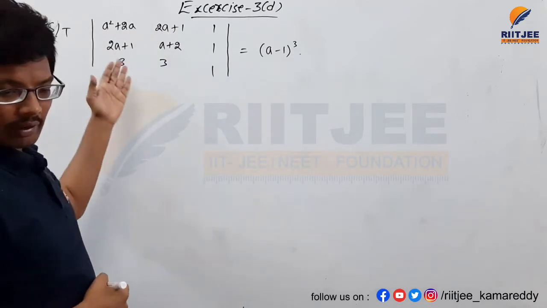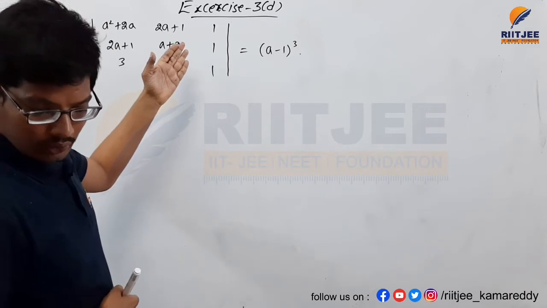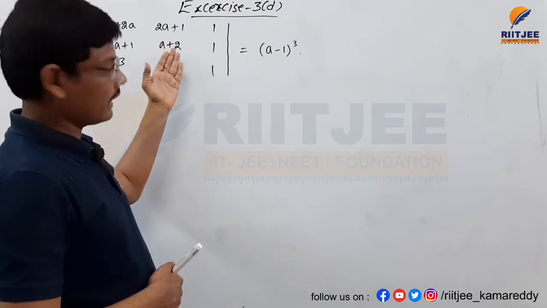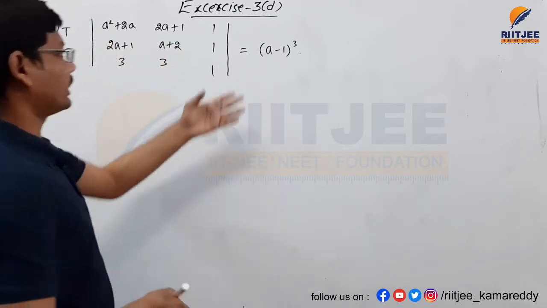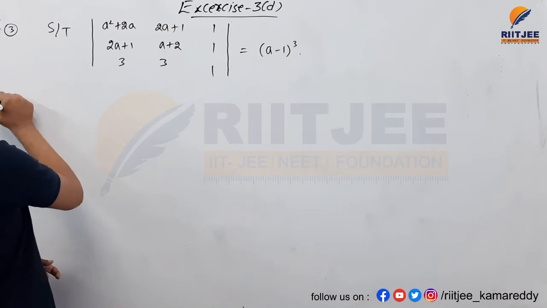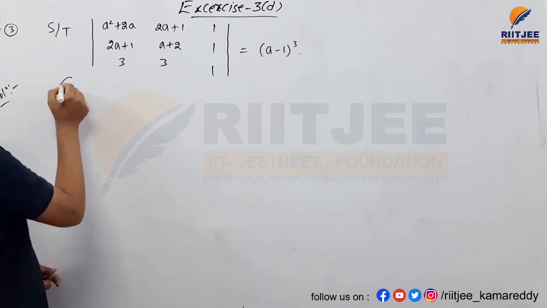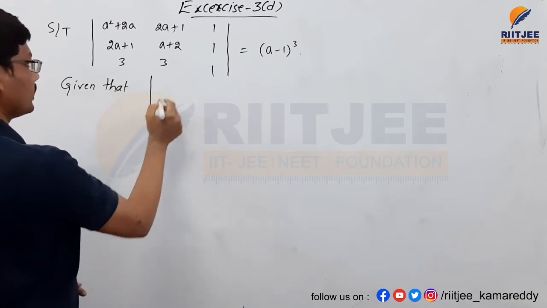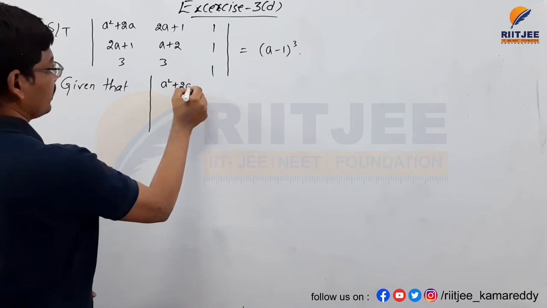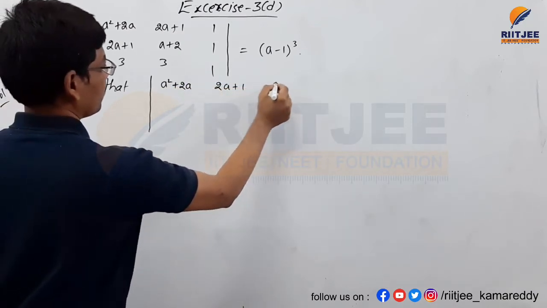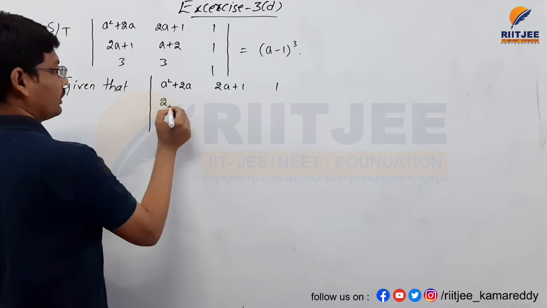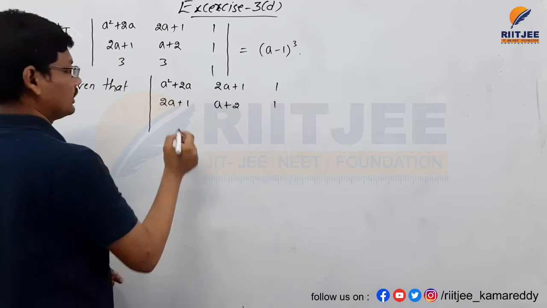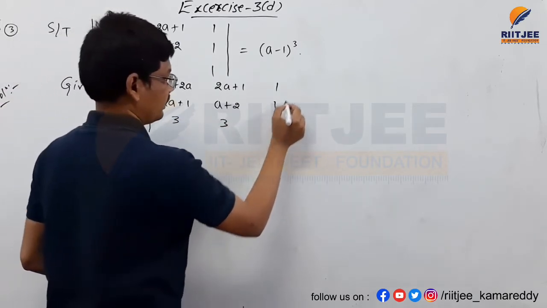Here the question is a square plus 2a, 2a plus 1, 1, 2a plus 1, a plus 2, 1, 3, 3, 1 here is equal to a minus 1 whole cube. The solution is: given that, a 3 by 3 determinant again, a square plus 2a, 2a plus 1, 1, 2a plus 1, a plus 2, 1, 3, 3, 1 here.